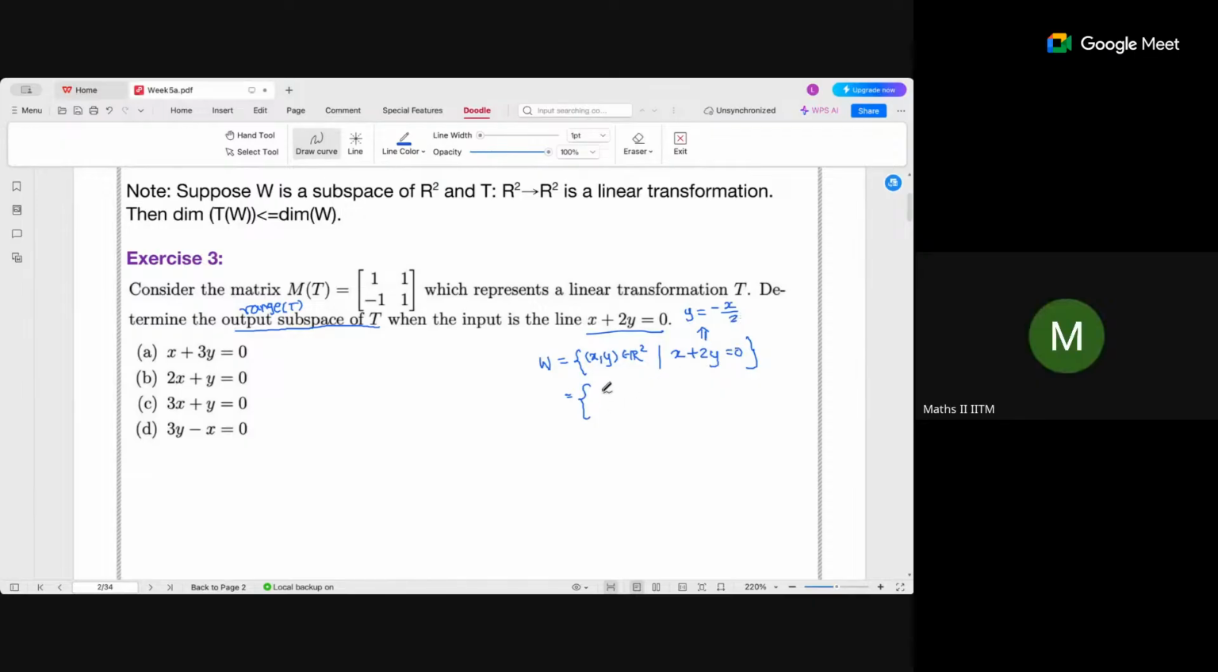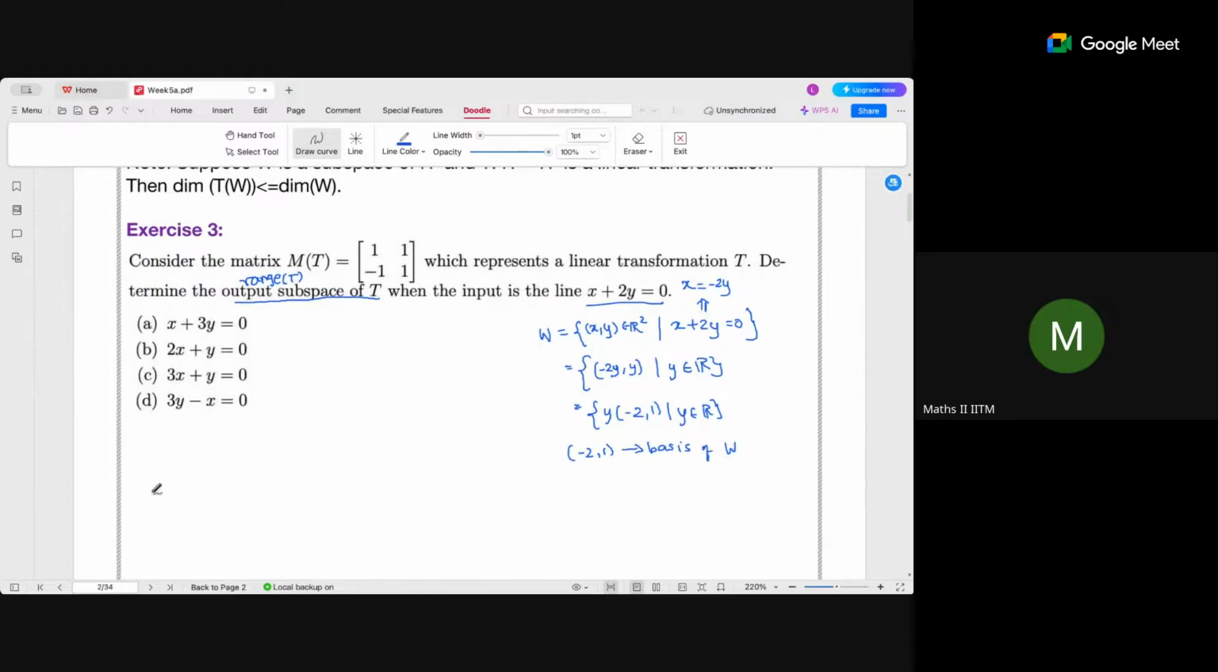Or maybe, writing it in terms of x reduces our computation, so I'll write x as minus 2y. I'll replace x with minus 2y, and here you have y such that y is in R. So the same set can be rewritten in this way. Now from here we can easily find a basis. I can take y common, so (minus 2, 1) y, y in R. So you see that (minus 2, 1) is a basis of W.